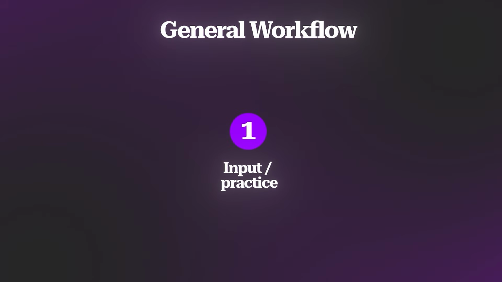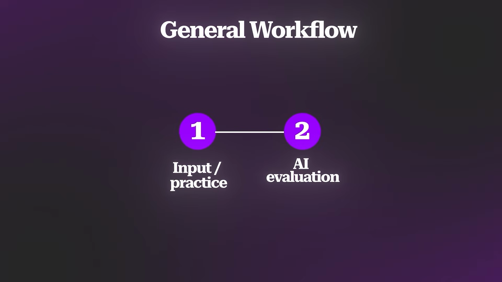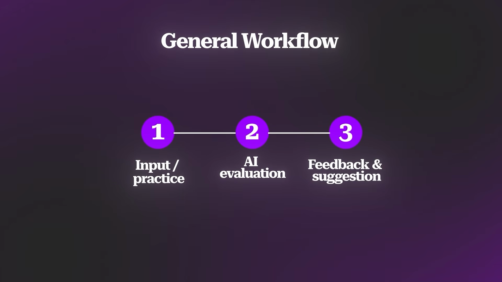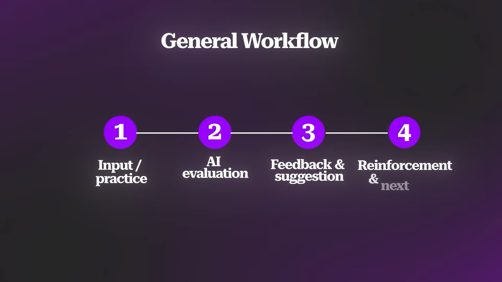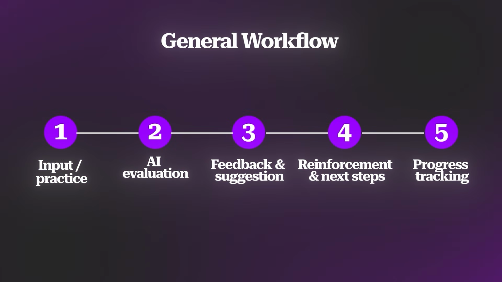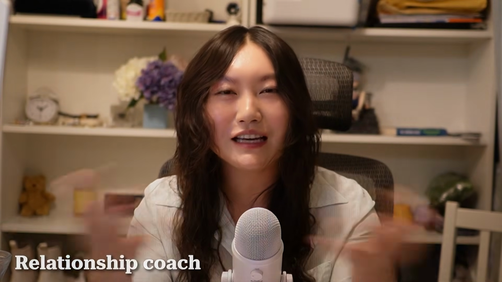Your user will be interacting, whether through text, voice, video, action, or exercise. The AI would evaluate it, score whatever it is that the user has inputted, analyze the user's performance, then provide feedback and suggestions for how to improve. It's also important for the coach to be able to provide encouraging reinforcement and also provide guidance for next steps. And finally, having some sort of progress tracking, to track the progression of the user's learning through time.